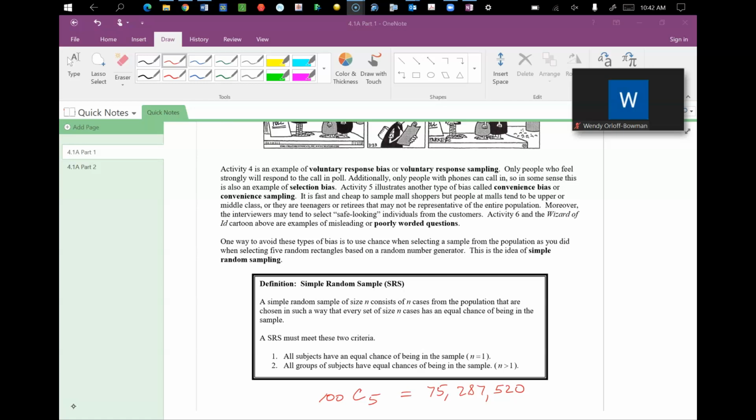As I said, this definition is a little bit challenging to work with sometimes, and we're going to spend some more time on it in the next activity. Very often, the definition is not specified with these two criteria. It just says all groups of size n greater than or equal to 1 have to have an equal chance of being selected. I think it's easier to break it down into two things. Number one, does each subject have an equal chance of being selected? And number two, often the more challenging one, do all groups of subjects of a particular size have an equal chance of being selected?